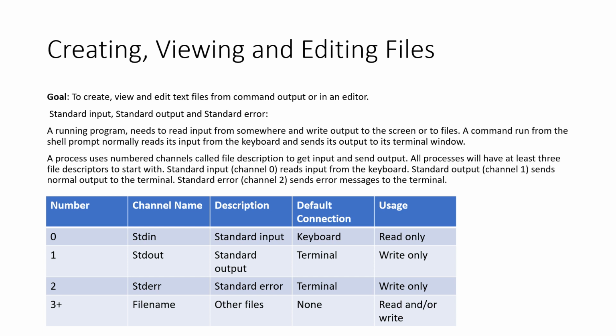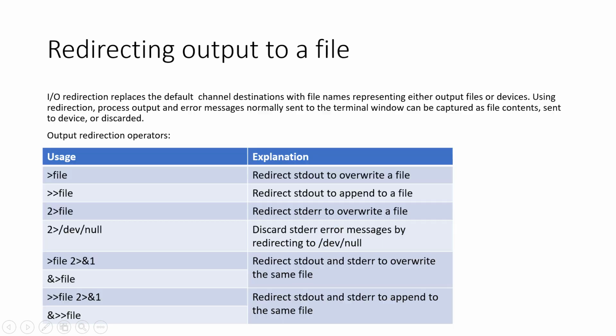Suppose I'm executing one of the commands which will throw some errors. That is called standard error. Usage is write only. Number 3 is file name, description other files, default connection none. It will perform read and/or write operations. Okay, so let's move to the next slide.